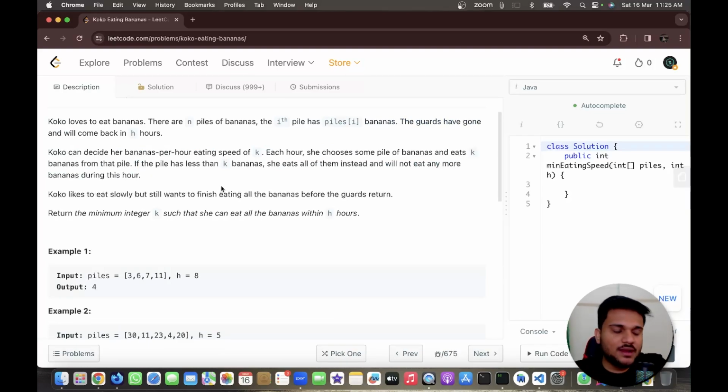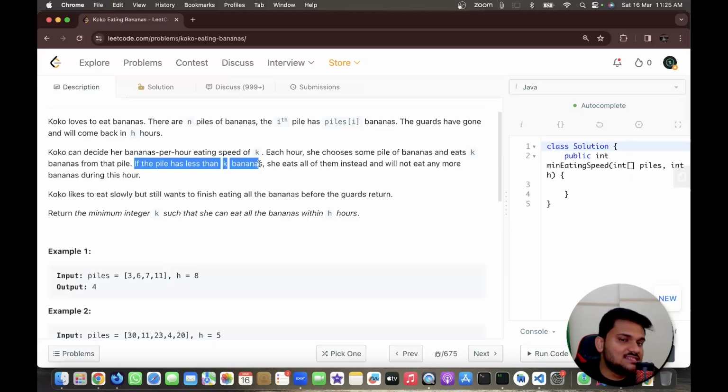Okay, so K represents your eating speed. What is the eating speed? Bananas per hour. So let's say she chose K as some random value. What she will be able to do is choose any one of the piles of bananas and eat K bananas from that pile. For example, let's say Koko chooses the speed as 4 bananas per hour, and let's say she chose this pile. In 1 hour, she will be able to eat 4 bananas from this pile, and this pile will be left with 7 bananas only.